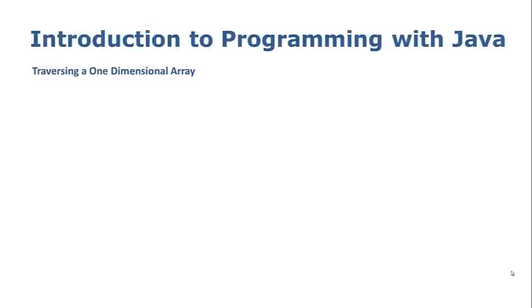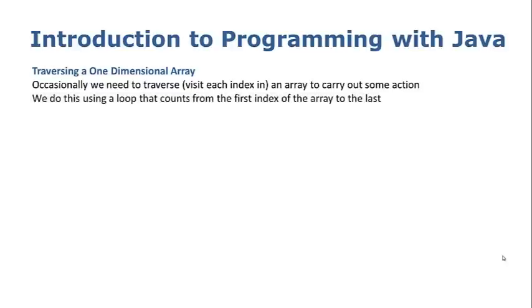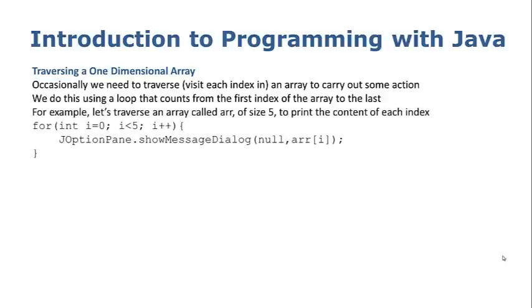Okay, so now in this section, we're going to take a look at traversing a one-dimensional array. Occasionally, we need to traverse or visit each index in an array to carry out some action. And we can do this using a loop that counts from the first index of the array to the last index. For example, if we traverse an array called R of size 5 to print the content of each index in the array, we could use a for loop. We could use any loop, but in this example I've used a for loop.